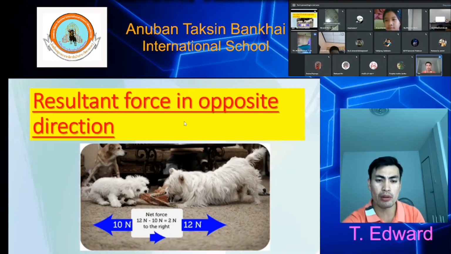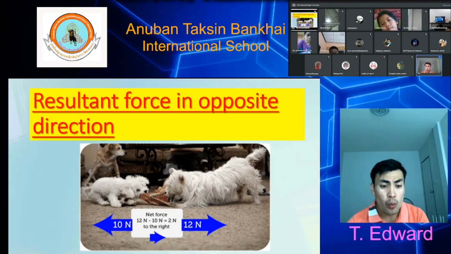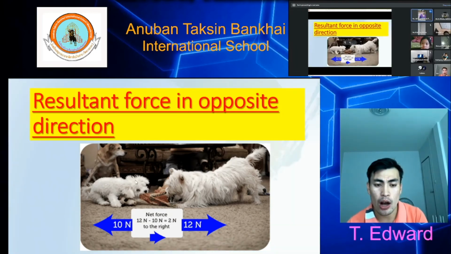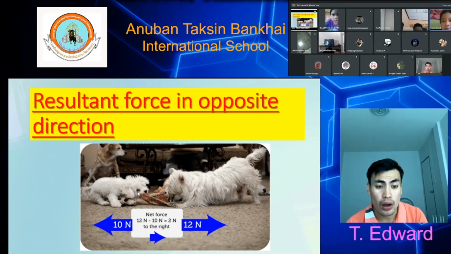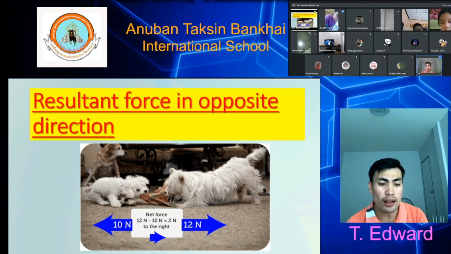Now let's go to this one. This is opposite direction. Look at this. What can you see in the picture? How many dogs can you see? Two. One dog is small and the other one is big, right? Yes. So the small dog and the big dog are fighting over a toy. The small dog only has 10 Newton, and the big dog has 12 Newton.